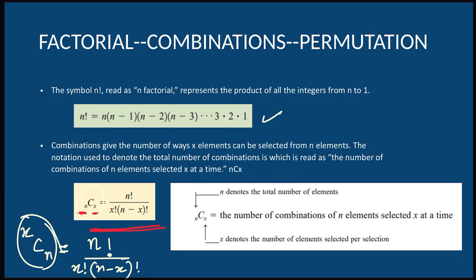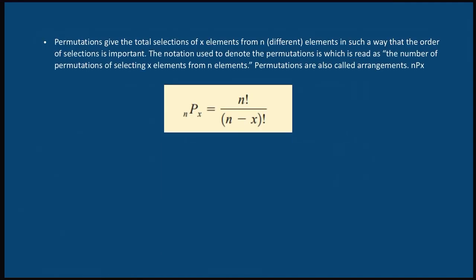This is part 3 of the discrete random variable. Let's try to finish this: factorial, combinations and permutations. It is very much simple. Factorial is nothing else; we just multiply the numbers till we reach 1. For example, if I have to calculate 7 factorial.